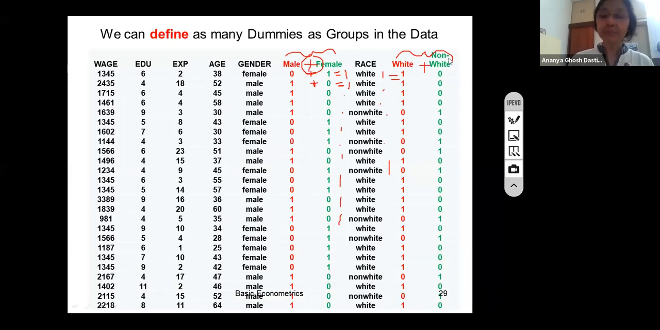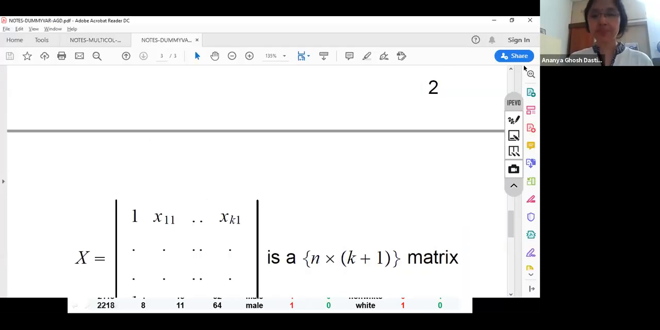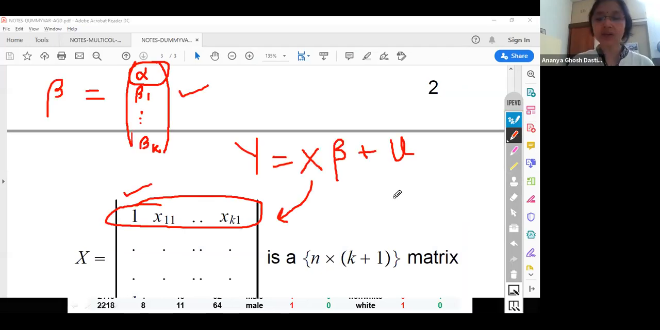Because if you put in both male and female together, guess what will happen? You will get a column of ones, and what problem does that cause? Come back to my X matrix. My X matrix already has a column of ones.